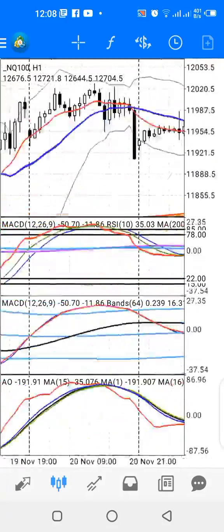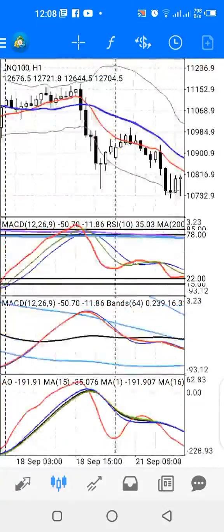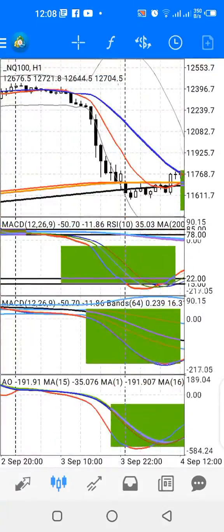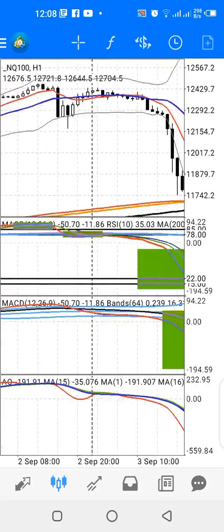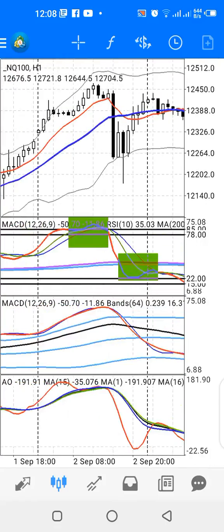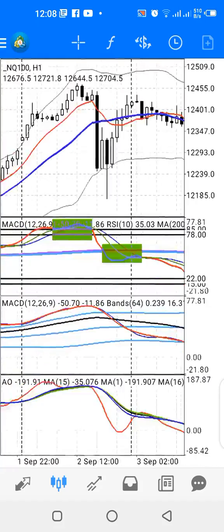Let me take it back to the part where I started from. Okay, started around here. Okay, so that's the explanation for indicator window 1. Okay, where you buy and where you sell.